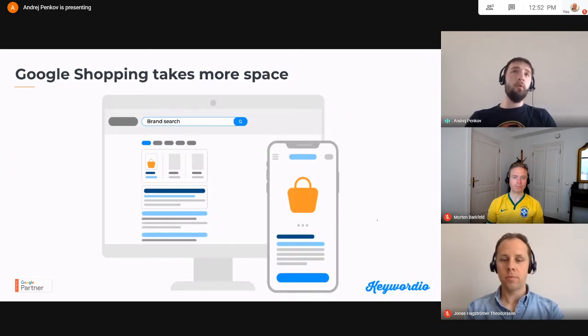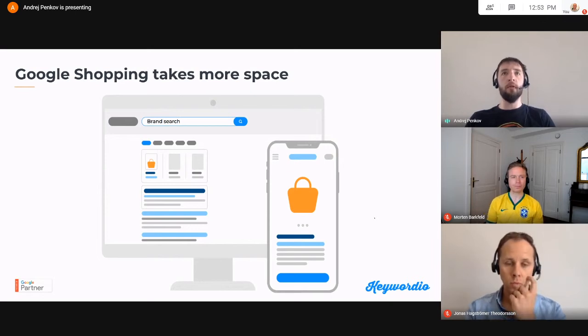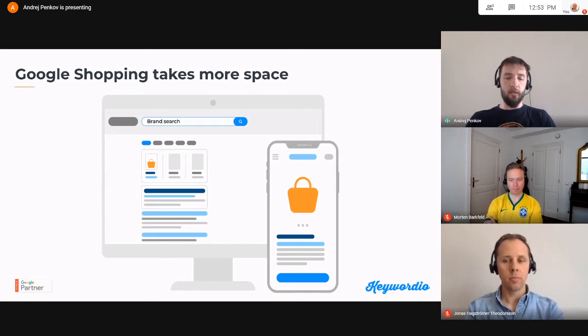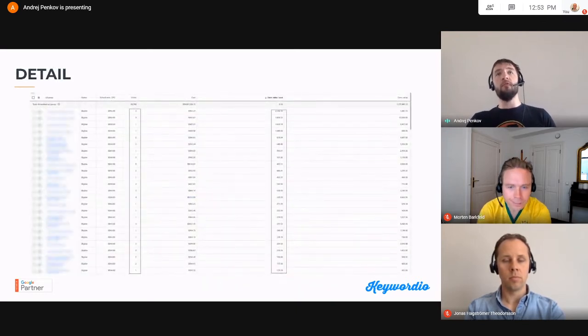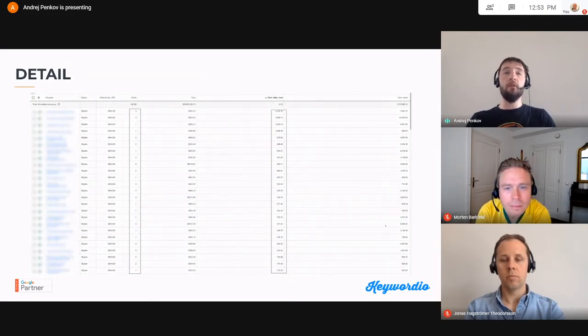So I will focus a little bit more on Google Shopping because, as Morten pointed out, it is a very prominent product and it takes a lot of space. It features your images, descriptions, prices, all very conveniently, and it is taking more and more share of the total budgets and revenues that Google delivers. So let's have a look at this slide from a real life advertiser.